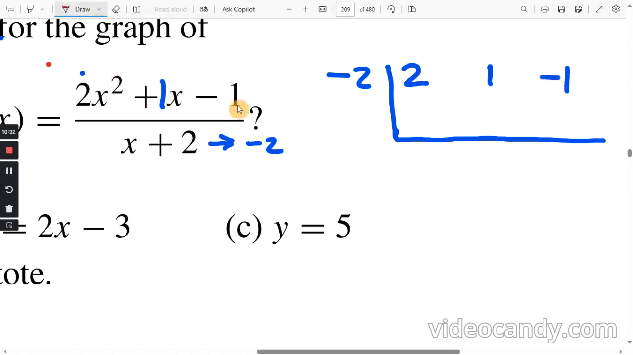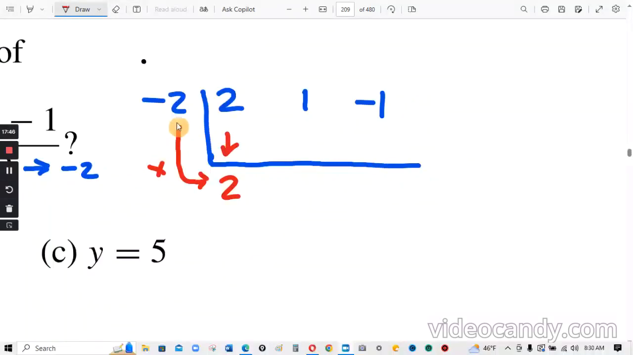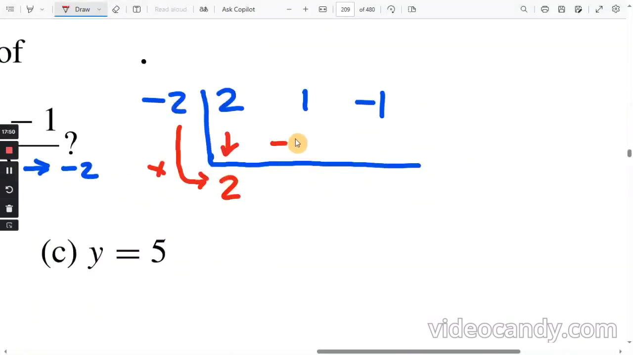All right, pretty simple. You bring down the 2. -2 times 2 is -4. And we are adding vertically. 1 plus -4 is -3. And really, we're done right there. If you want to continue, you can, but you do not need the remainder. Okay, you don't need it. So this right here would just be the remainder. That's unnecessary. And the 2 is times x.